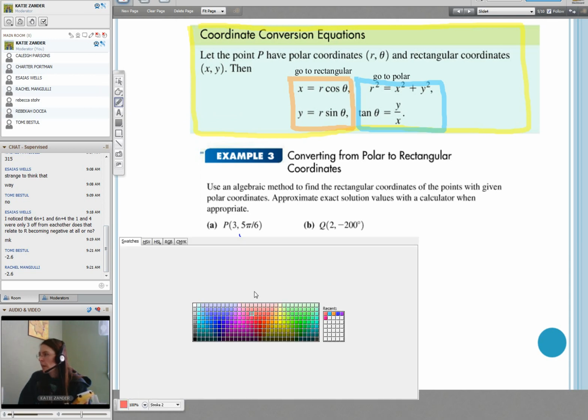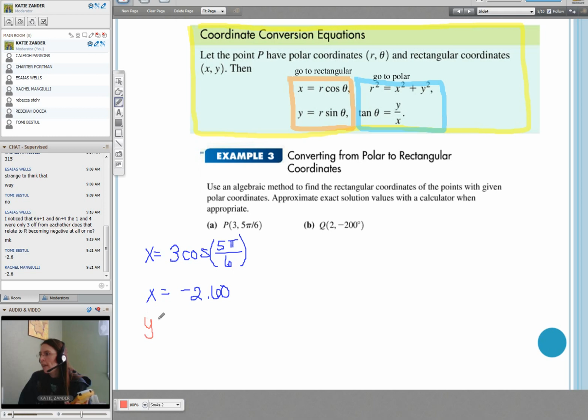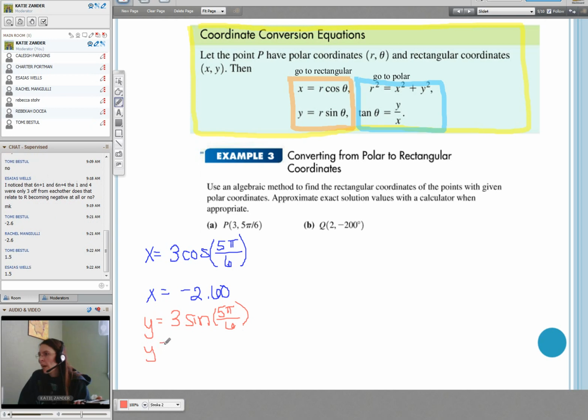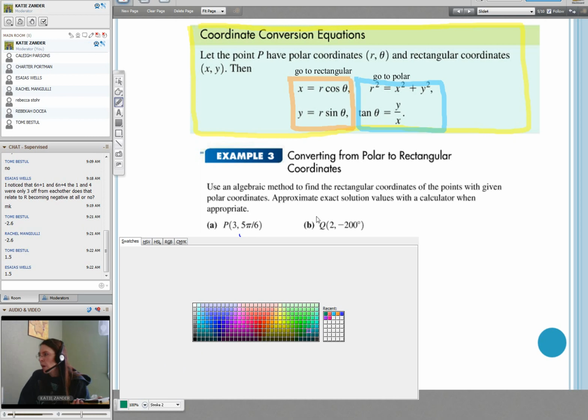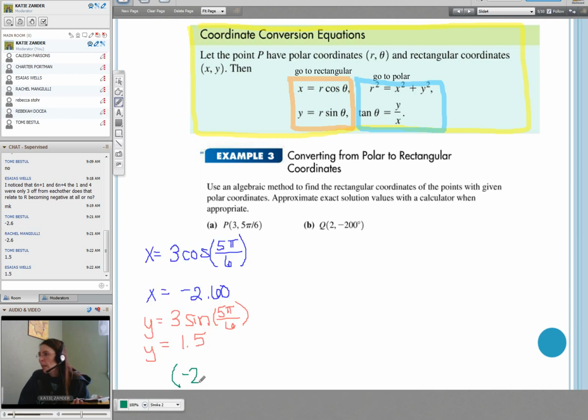All right, we'll express this as an ordered pair as soon as we find the y value. The y value is very similar, but remember the y is referring to the sine, so we're going to do 3 sine of 5 pi over 6. What's the approximate there? 1.5 looks like. All right, everybody agree with those? We'll go ahead and put those as an ordered pair. Negative 2.6, 1.5. And we now switch that to the rectangular coordinates that we're used to.